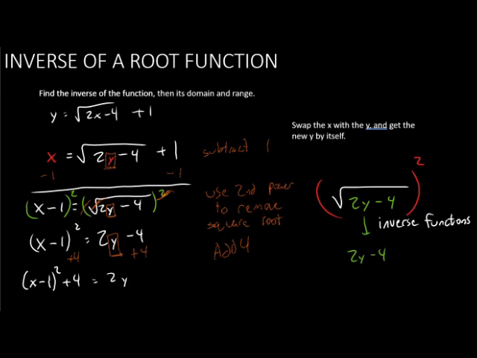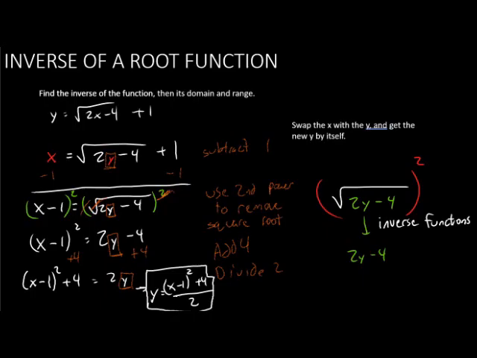We're not going to worry about simplifying that x minus 1 squared. We know that is a binomial squared, and that would use the FOIL method. However, we're not going to worry about simplifying for this problem because our only job is to get y by itself. Now, all we'll need to do to get y by itself is divide by 2. Once we divide by 2, here's how our inverse will look. We'll have y equals x minus 1 squared plus 4 divided by 2. That will be our new inverse function.